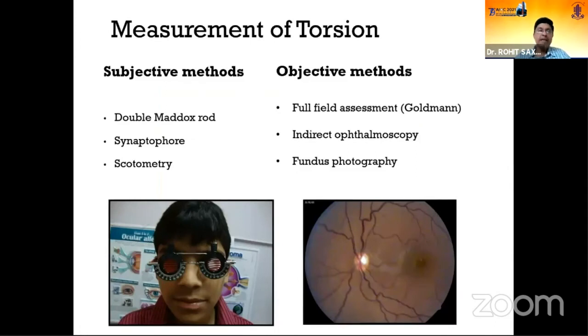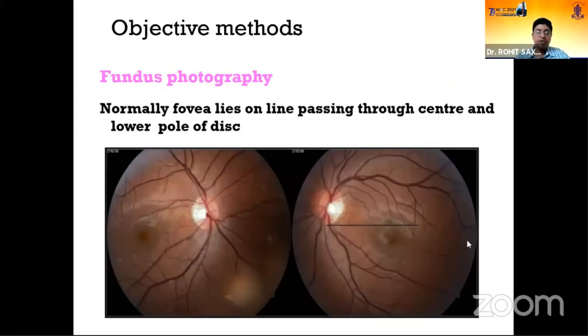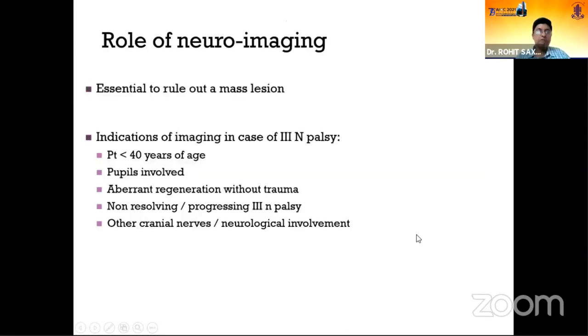You measure torsional changes by subjective or objective means. You do a double Maddox rod, synoptophore, and scotometry in subjective, and you can just do an indirect ophthalmoscopy or a fundus photograph to see for true torsional changes. So here you can see the torsional change. This is the line at which, between the lower third, the fovea should be, and you can clearly see bilaterally the fovea is much lower than the normal range. So you can pick up torsion by fundus photographs and see for change.